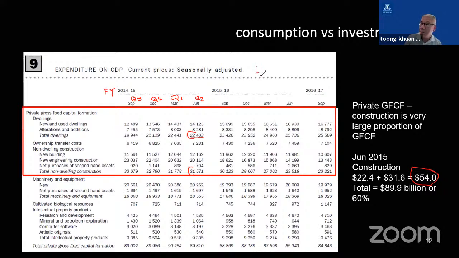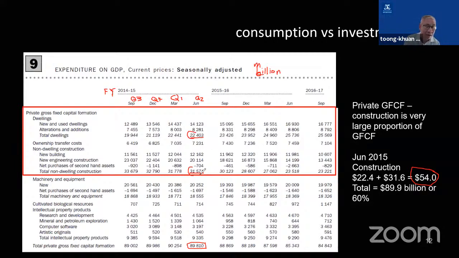So these are in billion Australian dollars. This is not billion, this is million, because this is 22,000 million. All right. Now, if I then look at what other investments, so the money that you earn as your salary, you can either buy food, which is what we call consumption, or you can invest in a house, which we call investments. So in terms of total investment, for that quarter, the total investment is 89.8 billion, but 60% is from construction.